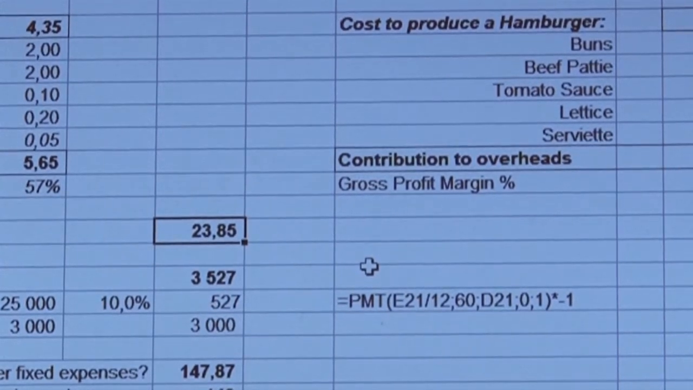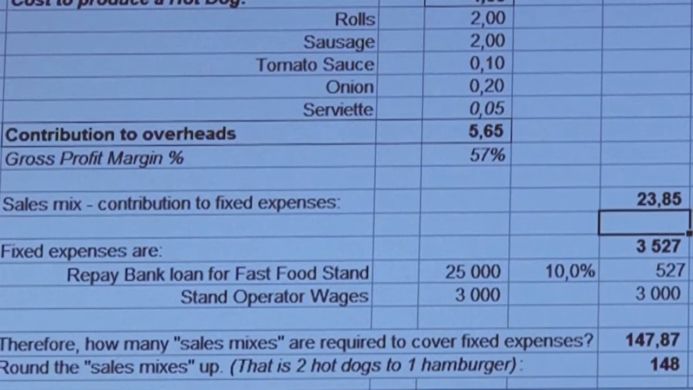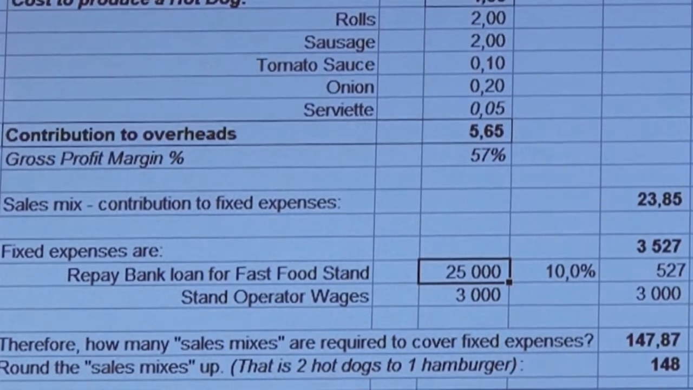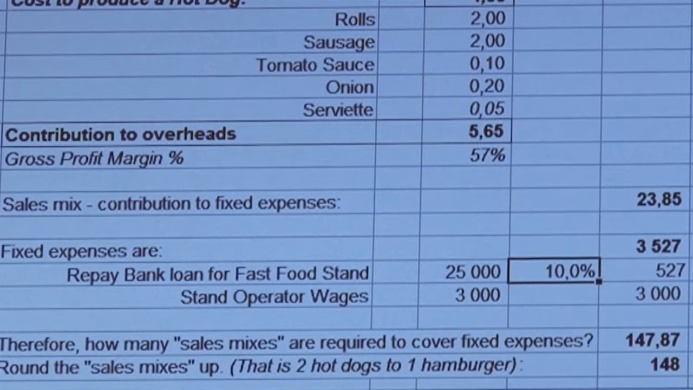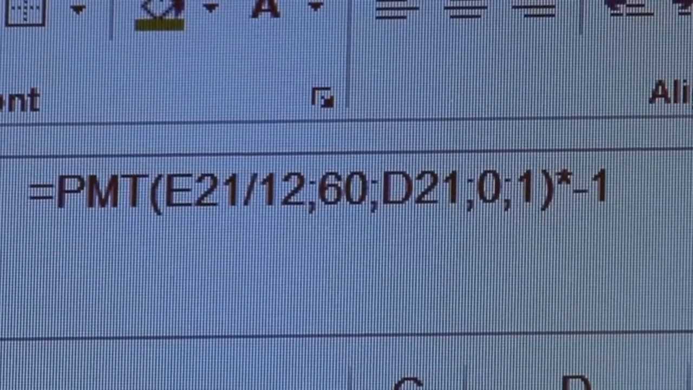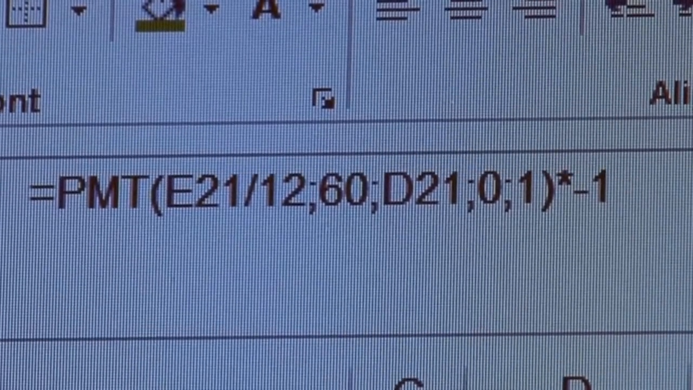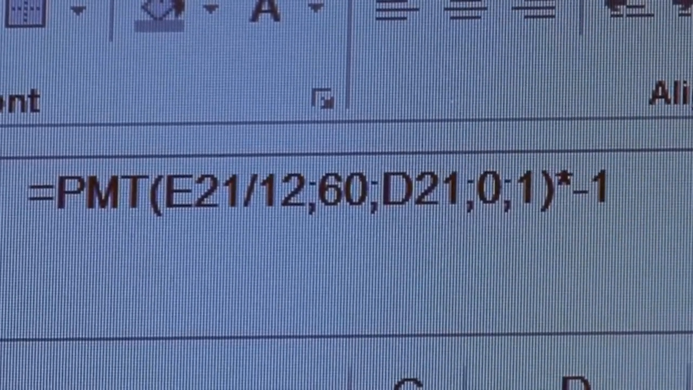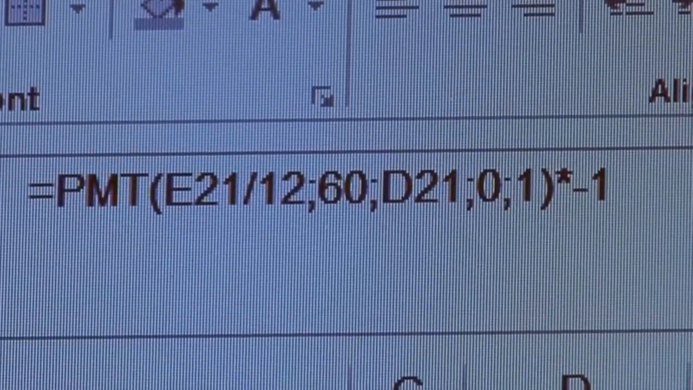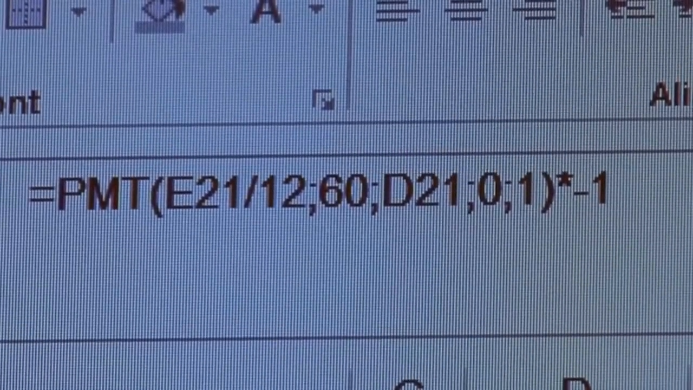Now our fixed expenses are as follows. You haven't really seen these, and I'm going to tell you what they are. They are a loan from the bank. We've got to pay them back. They lent us 25,000 Rand to make our hot dog stand, and they charge us 10% interest rate, and that equated to over 60-month repayments, 527 Rand per month. Now that formula you can see on our screen right now. It's equal to PMT open brackets, and there's a formula there. I'll press F2 so that you can see which numbers are being triggered from it, but the payment formula lets you see how much your repayments would be on a monthly basis to the bank over 60 months.